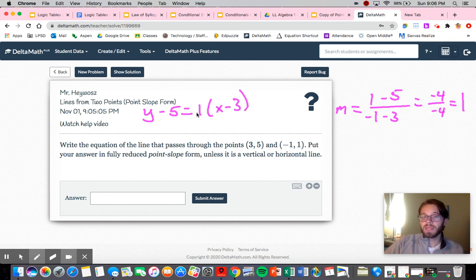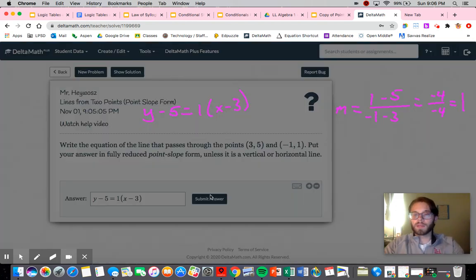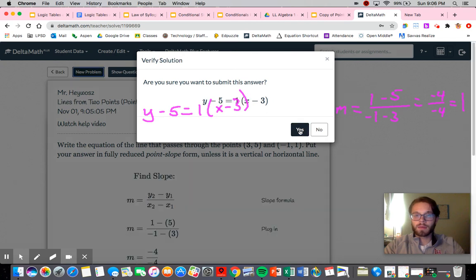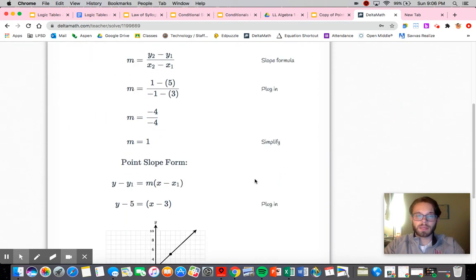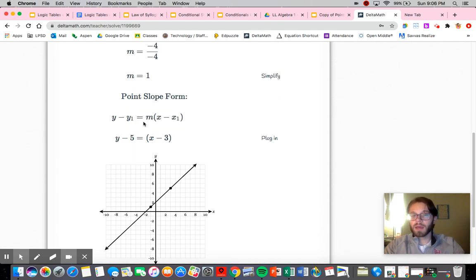Now, we don't really need to do anything with the 1. But for clarity's sake, and just to confirm that we did it right, I am just going to leave it as is. 1 times x minus 3. Let's double check. And we're all set. Now, as you can see here, they didn't bother with putting the 1 in, but it doesn't make a difference because it's just 1 times anything.